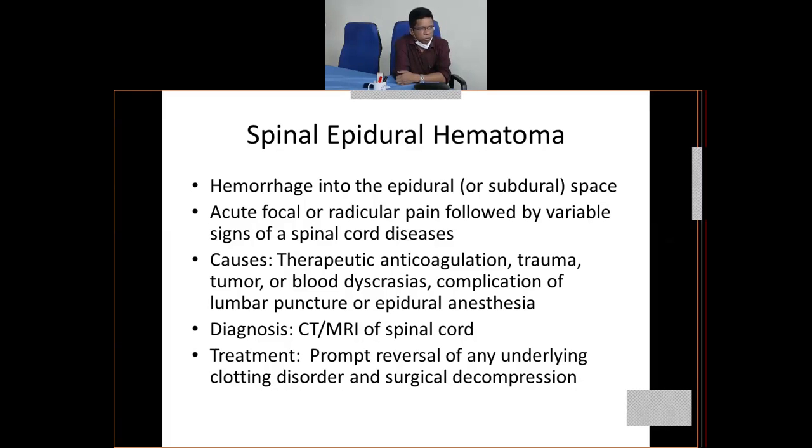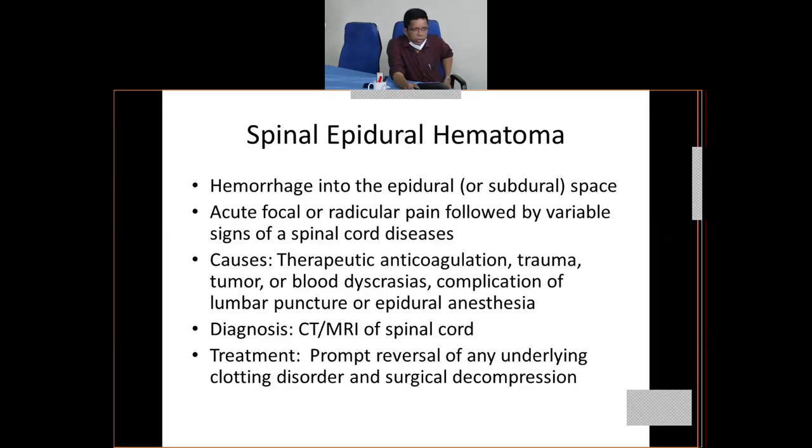Sometimes it may be because of trauma, sometimes because of tumor, or any blood dyscrasia like hemophilia, Christmas disease, ITP, which can cause bleeding into the subdural space. And sometimes, although unfortunate, it can happen during lumbar punctures or epidural anesthesia. Again, diagnosis is by MRI of the spinal cord.